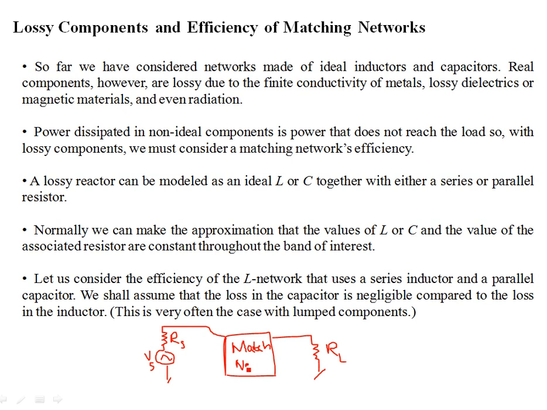But so far, what we have assumed is that the components in the matching network are ideal. Okay, so we have considered a network made of ideal inductors and capacitors. So we have not talked about the efficiency of such networks. It turns out that due to the finite conductivity of metals, or even the dielectric filling between the capacitor, there is certain loss associated with such components which are constituting the matching network. So real components, however, are lossy due to finite conductivity of metals, lossy dielectrics or magnetic materials, and even radiation.